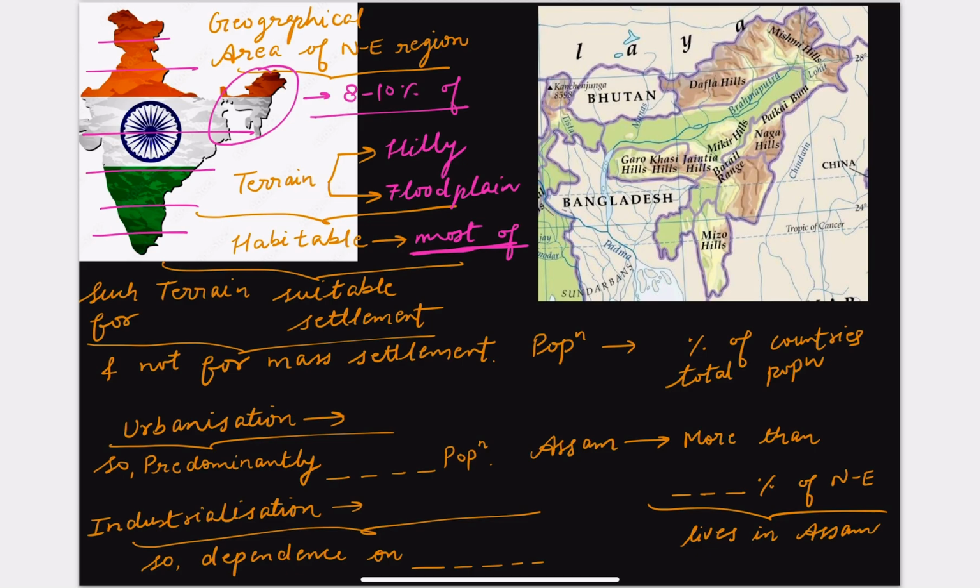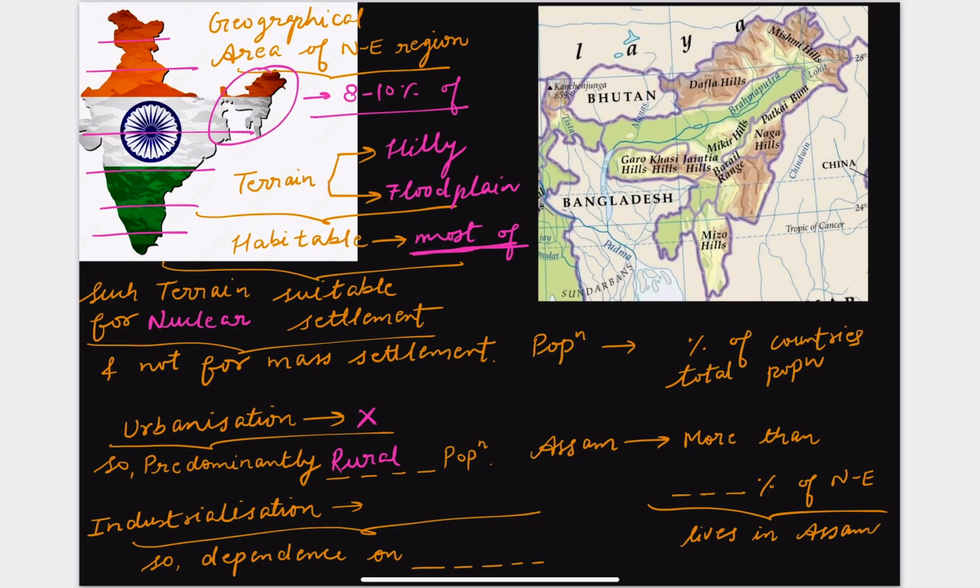Since these hilly terrains are not suitable for habitation, there could be some nuclear settlements. Such terrain is suitable for nuclear settlements and not for mass settlements. Since mass settlement is not possible, urbanization, big no. Level of urbanization is low. So the population is predominantly rural population. People live in rural areas.